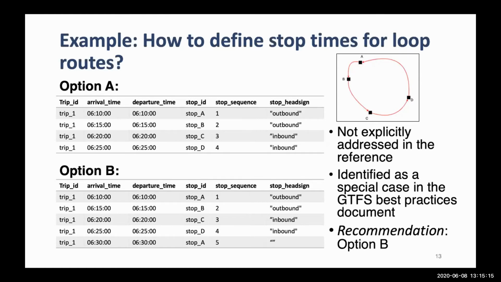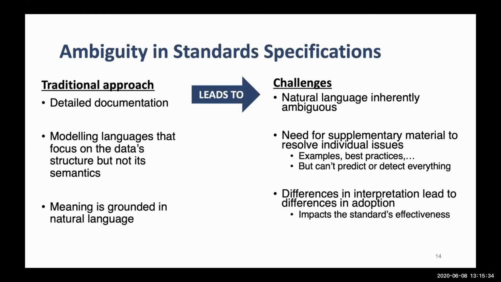I want to make clear that this is not a criticism by any means of the GTFS. It's a really great reference that has been shown to be very useful. The point of this is really to illustrate the inherent ambiguity in traditional approaches to standards and similar specifications. With this traditional approach, we usually have really detailed documentation and modeling languages to make things more precise, but these tend to focus on data structure as opposed to semantics, which means that the meaning of a lot of these terms ends up being grounded in natural language.